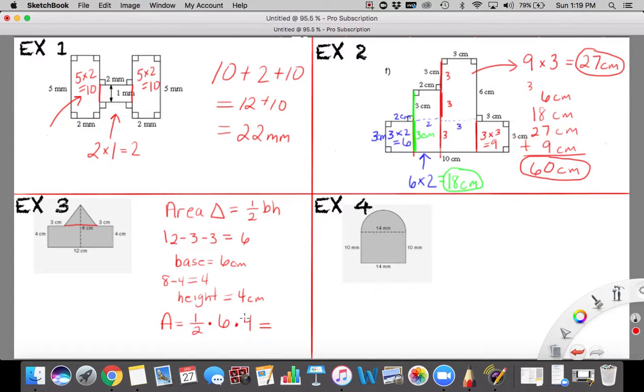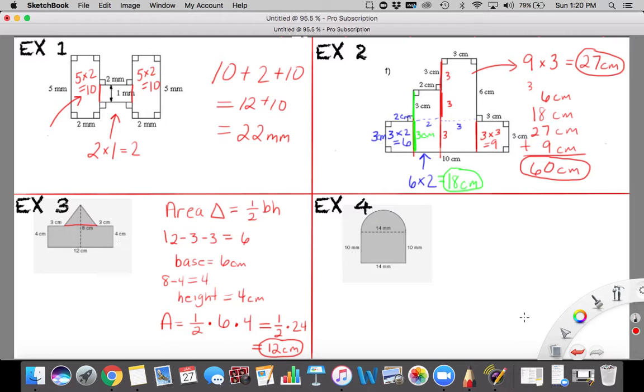Or I can say 6 times 4, which is 24. So 1/2 times 24, and half of 24 equals 12 centimeters. Now this is just for the triangle. Now I need to find the area of the rectangle. And the rectangle is length times width.